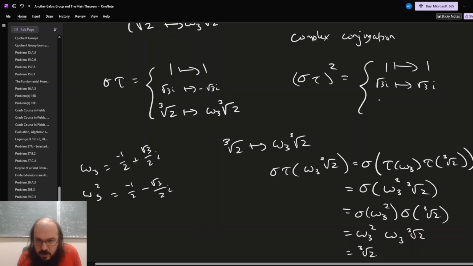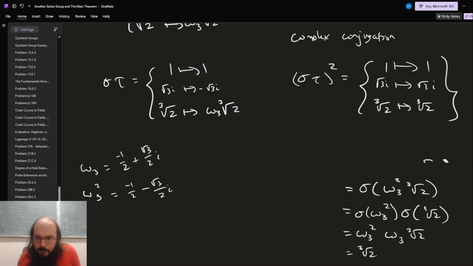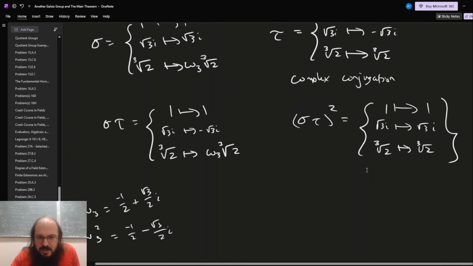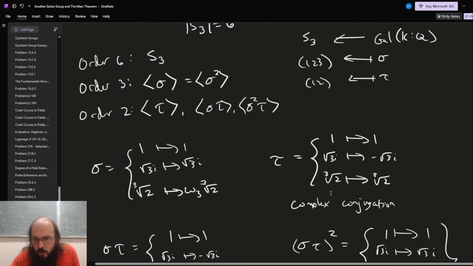And so what we see is the cube root of 2 is mapped to itself. I don't think that's super obvious, right? Naively, one might expect that this would be omega 3 squared. But it's not how this shakes out, because this is a field automorphism. It's not just a linear map. It's a little bit easy to forget exactly what structures are at work. Okay, so that proves that sigma tau is a transposition, right? It's an order 2 thing.